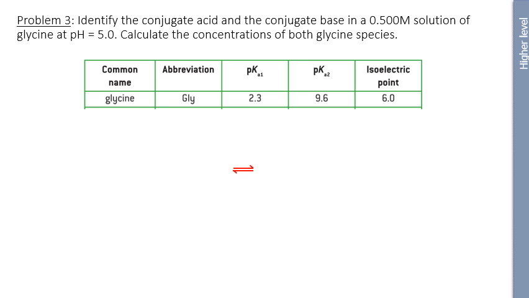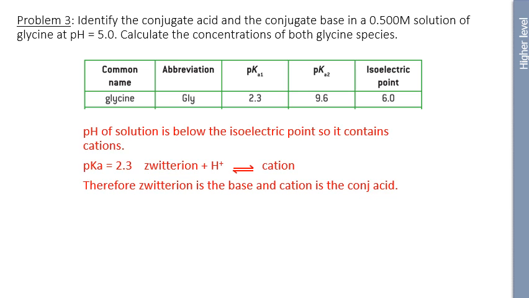And the final problem: identify the conjugate acid and conjugate base of a 0.5 molar solution of glycine at pH 5 and calculate the concentrations of both glycine species, the protonated and the deprotonated. Okay, so the pH of the solution is below the isoelectric point, so it contains cations. Therefore, the pKa of 2.3 must be used, because we're now in acidic solution.